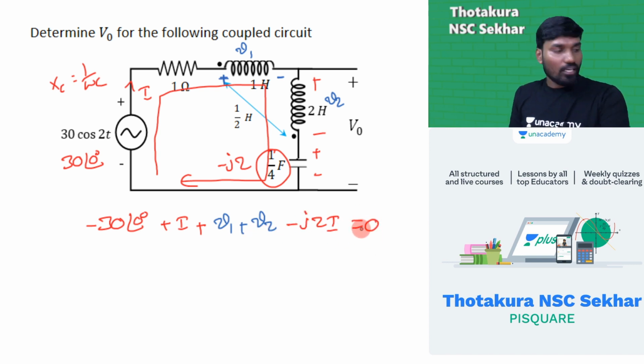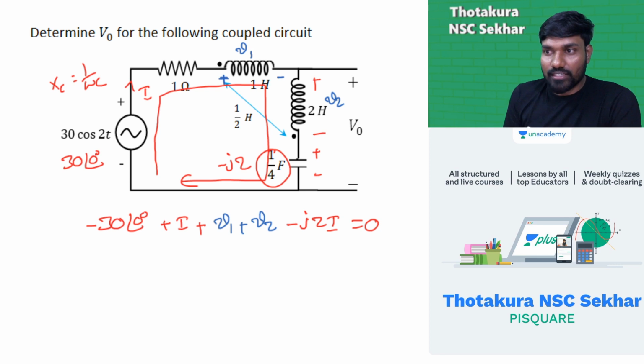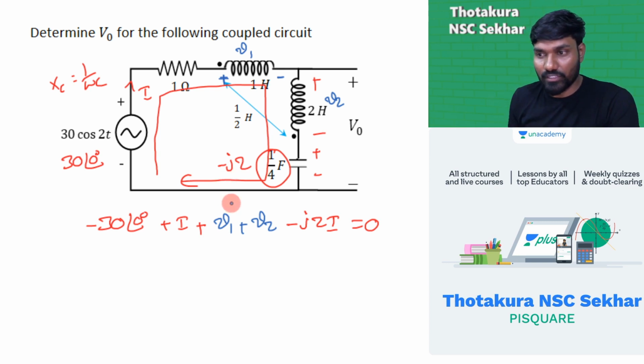Okay. Now you should write V1, V2 values in terms of current. You should write equation for V1 and V2. That's the main objective. Let's do that. This is the main tricky part, guys. The process what I'm giving is very important. You should be careful with that.